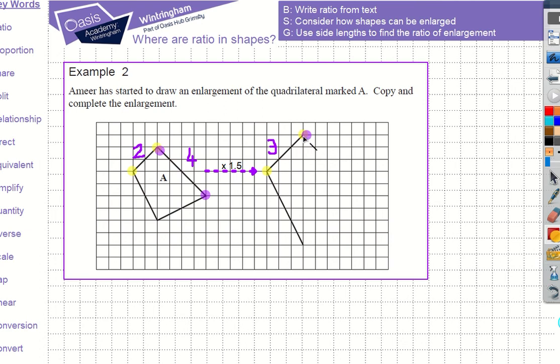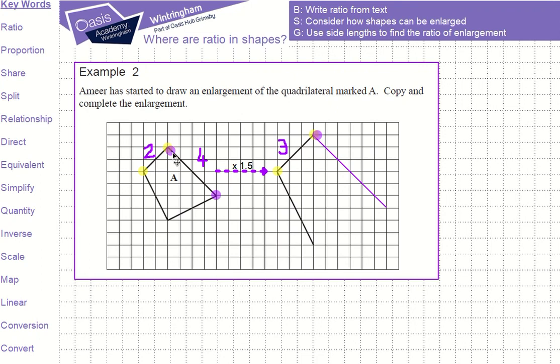So starting at this point on my new shape, I'm going diagonally through 6 squares. So that's my first one. That's the second. That's the third, fourth, fifth, and sixth. This side has now been enlarged by 1.5 on the new shape.